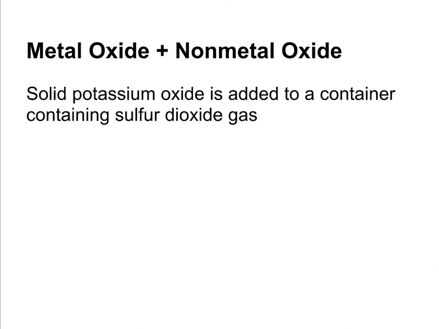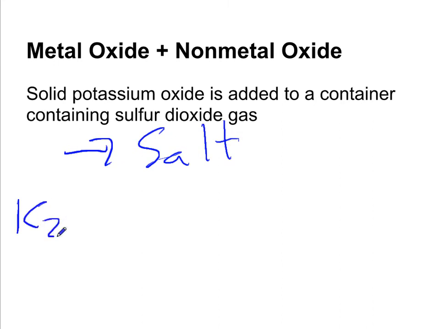When we add a metal oxide to a non-metal oxide, our product is going to be an ionic salt, which is just an ionic compound. So in this example, solid potassium oxide is added to a container containing sulfur dioxide gas.